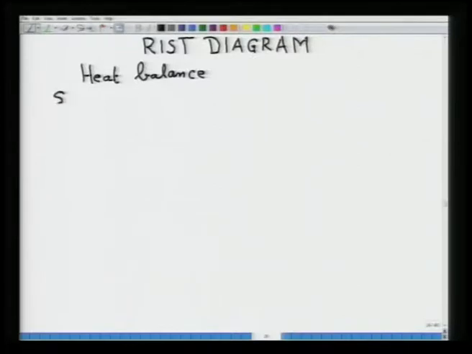Now, in continuation of that lecture, what we would like to do today is develop the heat balance of blast furnace iron making. Then we will combine material and heat balance and try to represent them in the form of a diagram. So, first of all, we have to see the basics of heat balance, and for that purpose I am again considering a very simplified system.